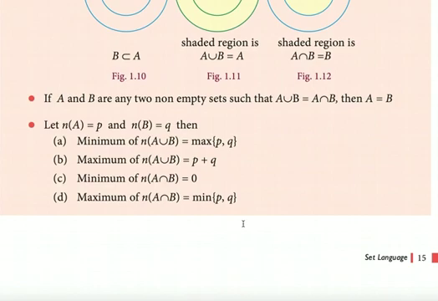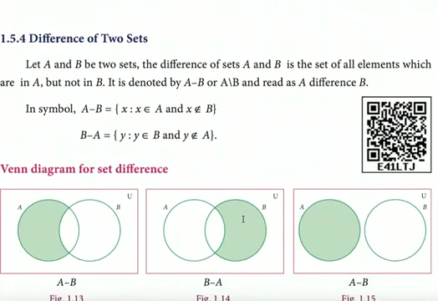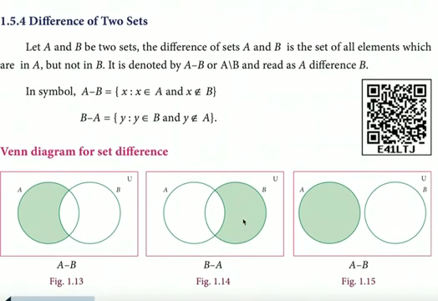Minimum of n(A intersection B) is 0. Maximum of n(A intersection B) is minimum of p comma q. Okay. Difference of two sets. Let A and B be the two sets. The difference of sets A and B is the set of all elements which are in A but not in B.